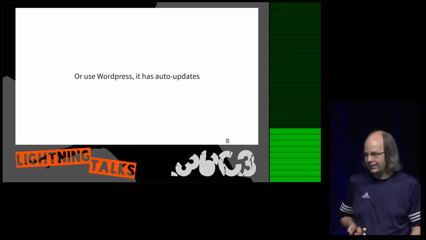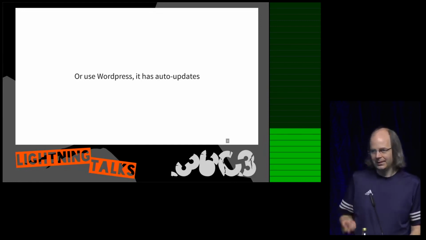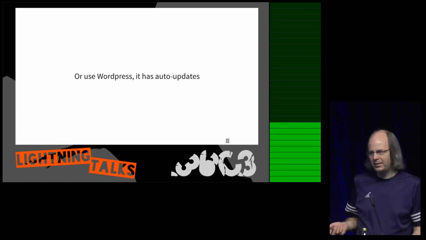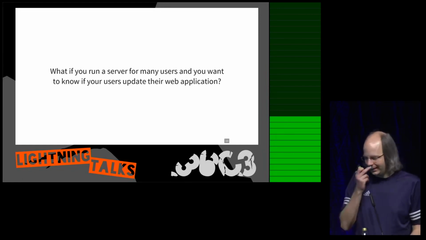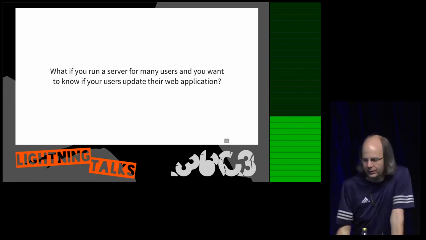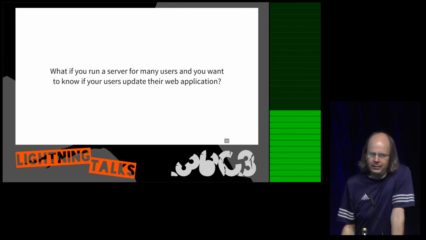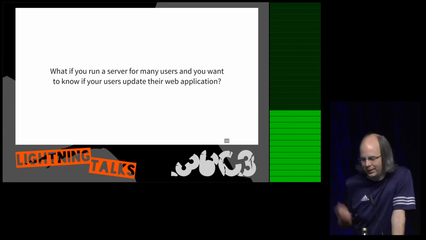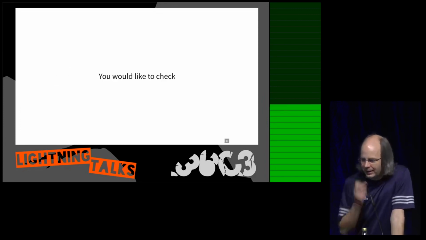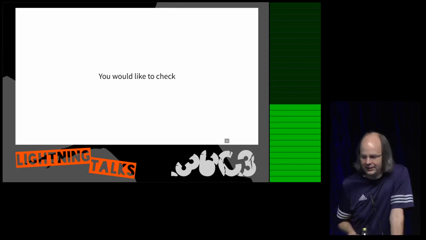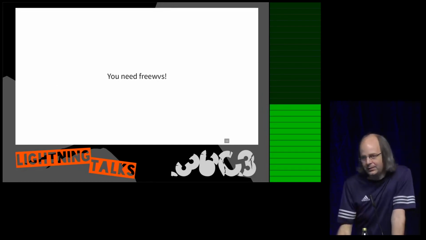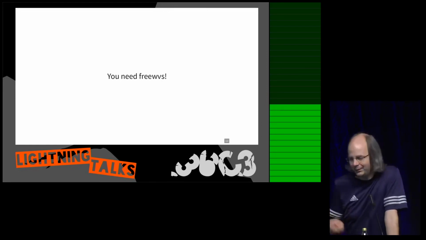Or you should use WordPress. I'd like to say this. WordPress has kind of a bit of a bad reputation. I think WordPress is definitely the most secure content management system you can get because it has automatic updates. But let's assume you run a server for other users, which I actually do, and you want to know if your users update their web applications, because it's also annoying for you as a server admin if you send spam or whatever. So you would like to check if your users actually update their web applications. And that's where you need FreeWVS, which is the tool I developed for this.